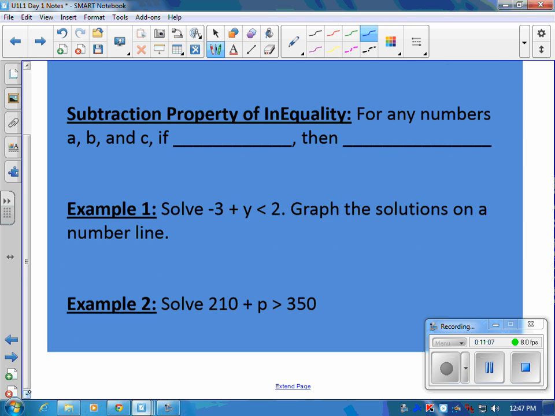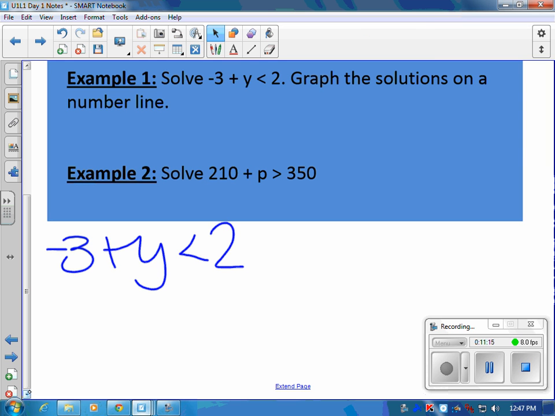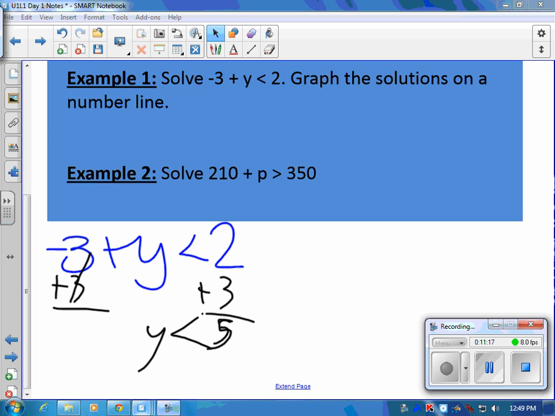So let's look at solving these inequalities. And let's take a look at this first. Hit that button for me. Okay, so Hunter said, you can have a seat, thank you. Hunter said we needed to add 3 to both sides, and I'm a little confused. Why am I adding 3 instead of subtracting 3 for this problem? Ethan?